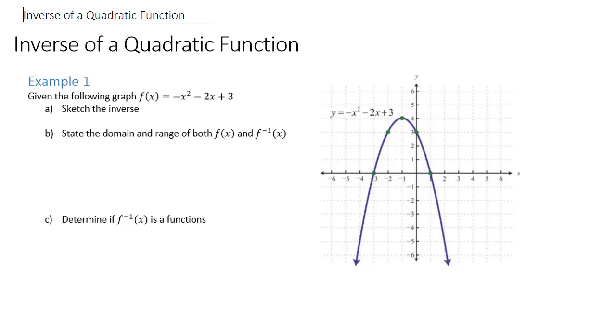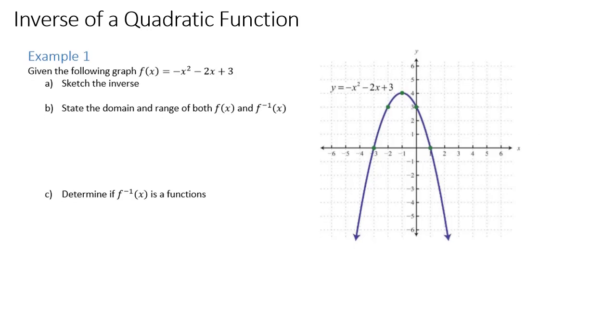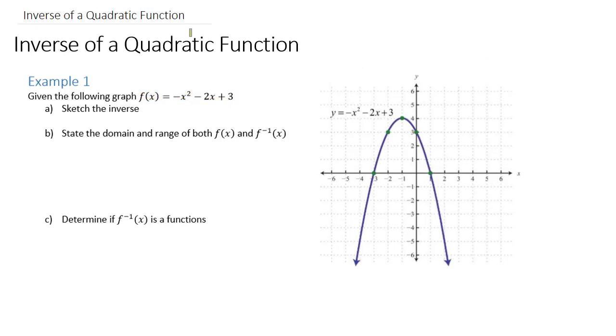Okay, here we go. In this lesson, we're going to determine the inverse of a quadratic function. First, let's review. We've done inverses before, but let's review how to graphically find an inverse. So over on the graph, I already have sketched this function, function f, which is negative x squared minus 2x plus 3. So what is an inverse?